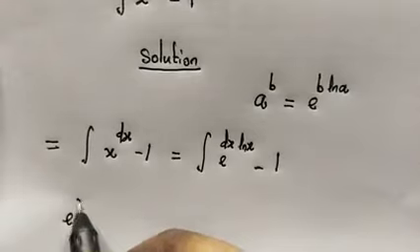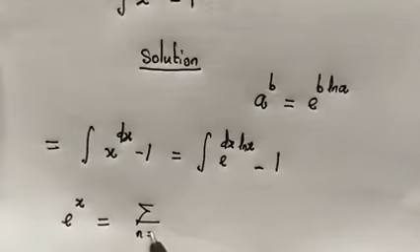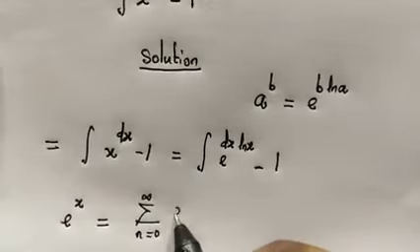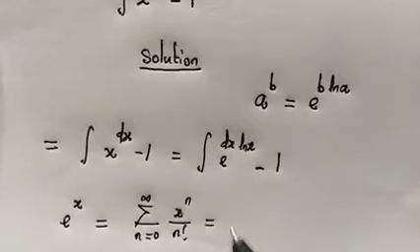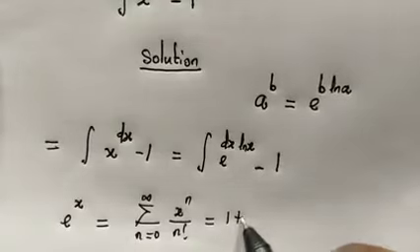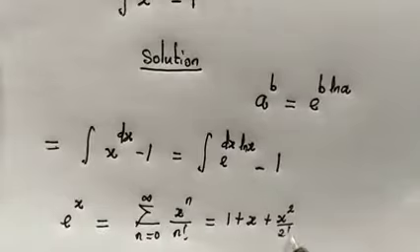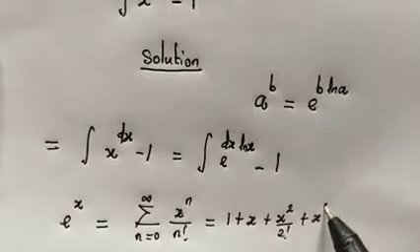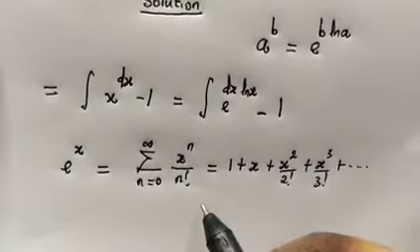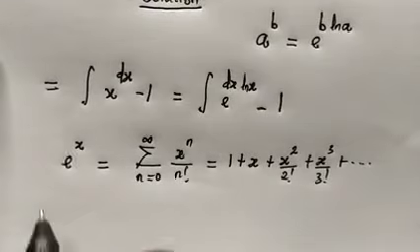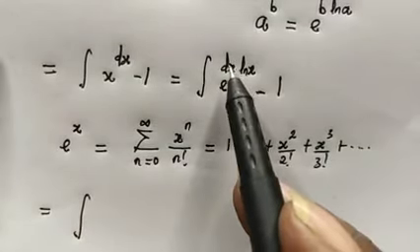Now let us recall this Taylor series expansion for e to the power of x. So e raised to the power of x is equal to the sum, as n goes from 0 to infinity, of x to the power of n divided by n factorial. And this is equal to 1 plus x plus x squared over 2 factorial plus x cubed over 3 factorial plus, and so on.